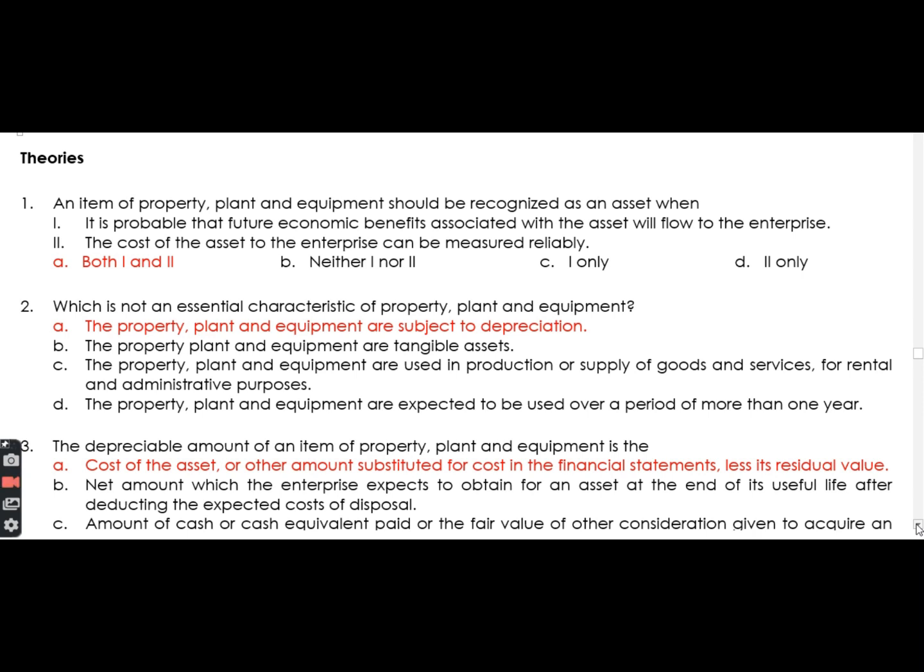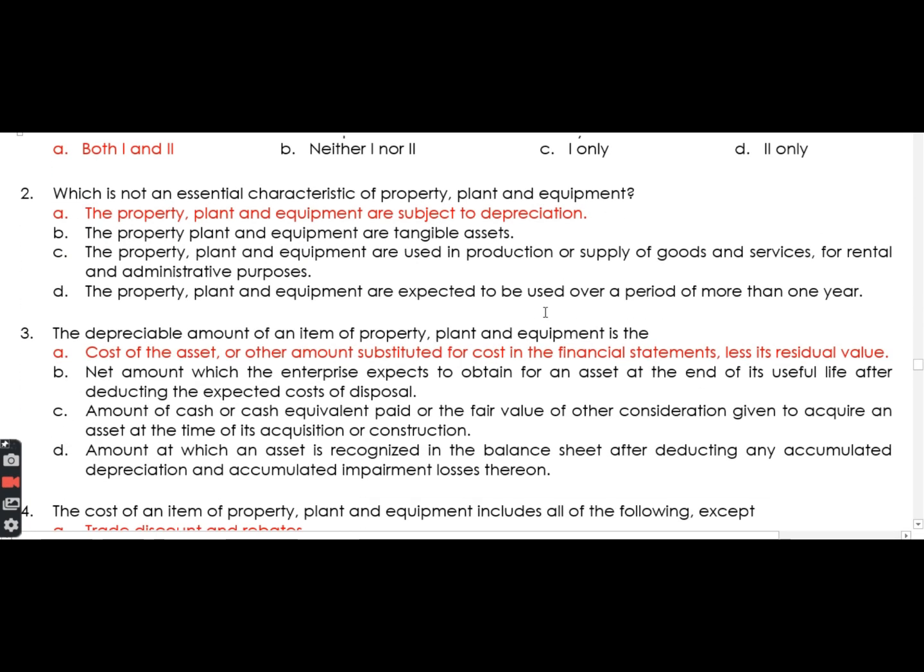Yes. The cost of the asset to the enterprise can be measured reliably. So the answer for number 1 is letter A, both 1 and 2. Next, question number 2.